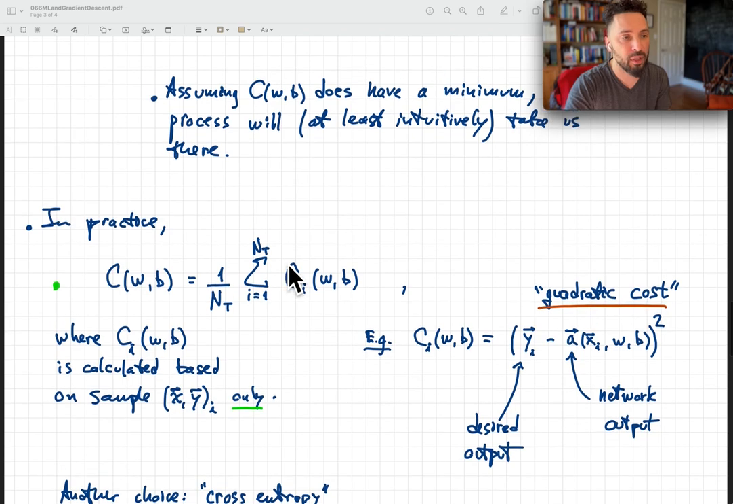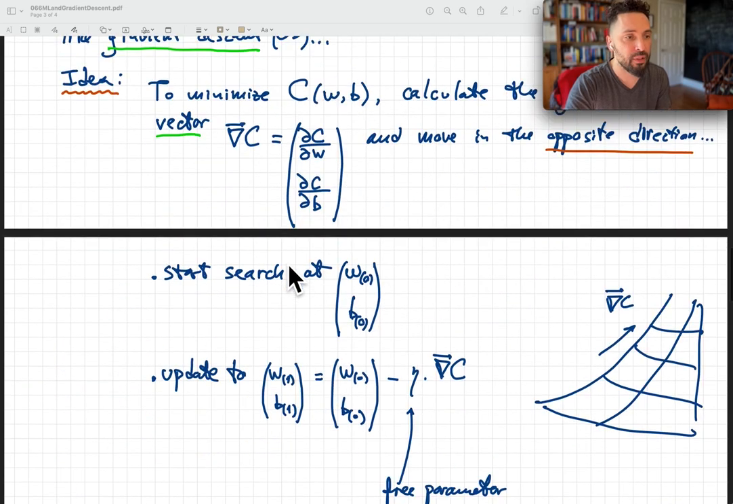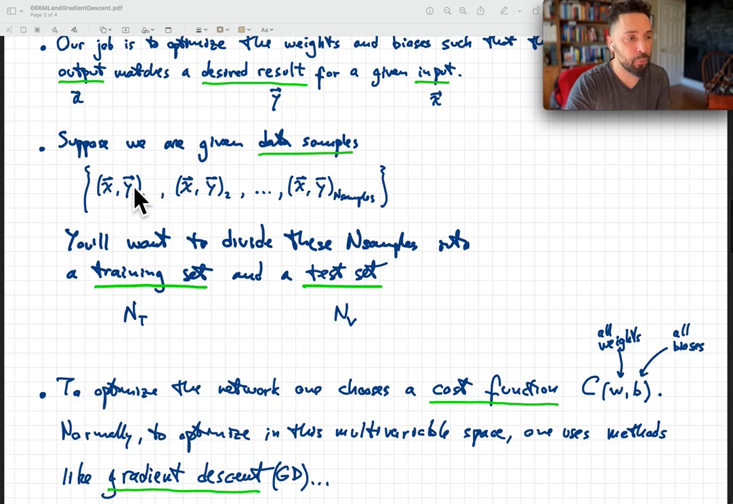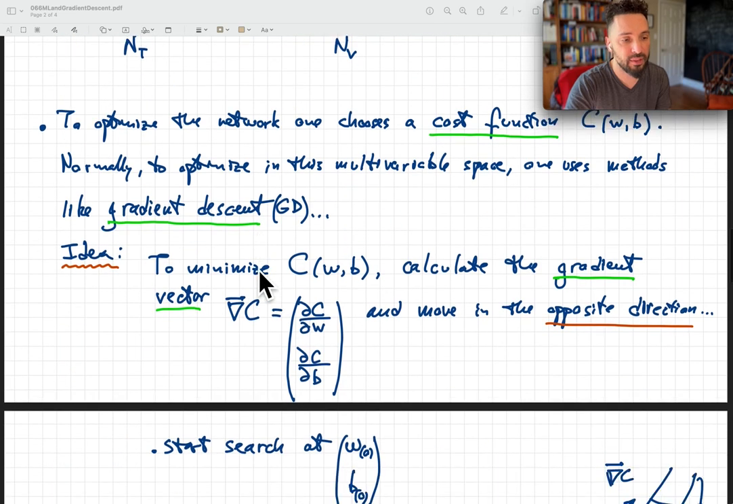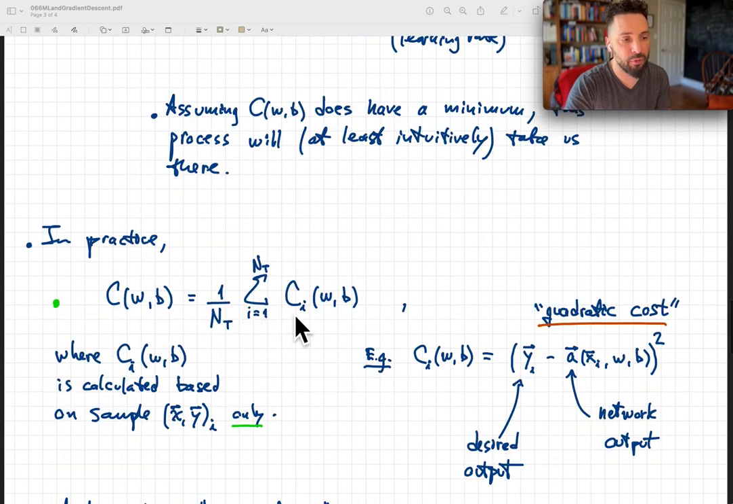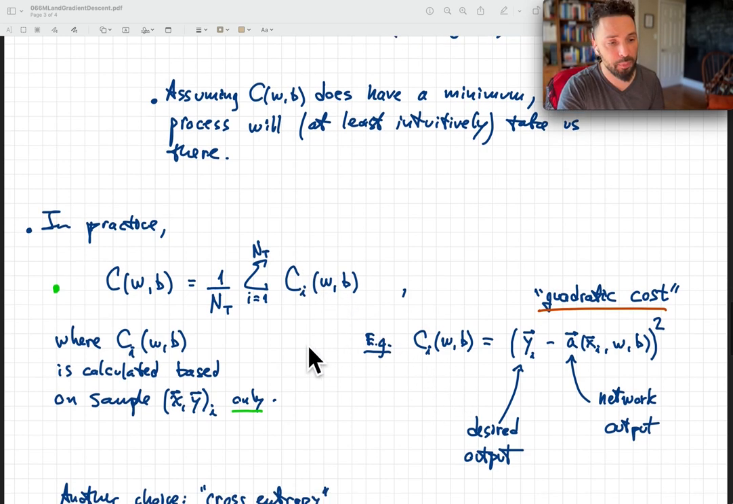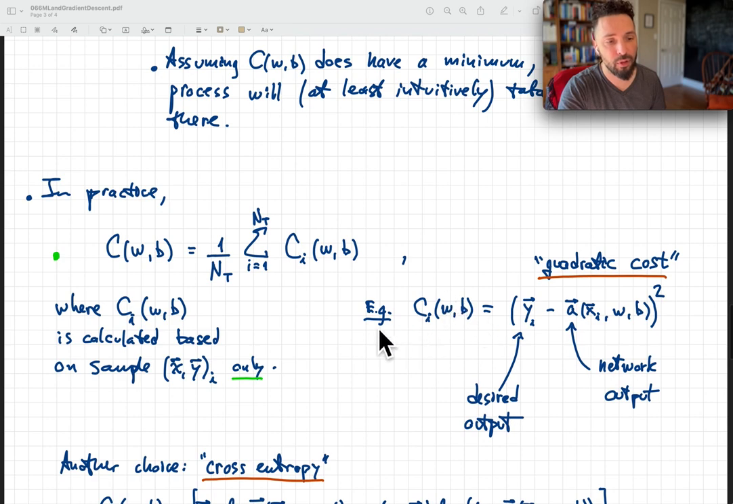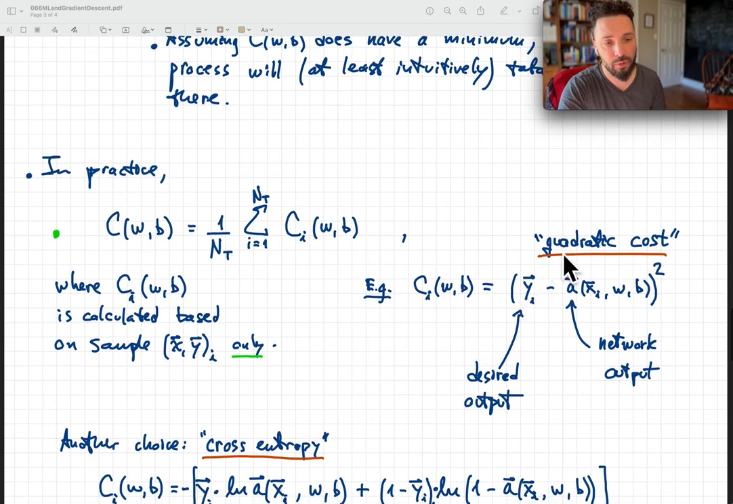Again, remember that for each of the samples we have a desired output, but we also have a given output that the network gives us, and it will not typically match what we want. Our job then is to adjust the parameters. And then what happens is that we sum over the cost of each of those samples, and here's a typical cost that you might see, which is called the quadratic cost.